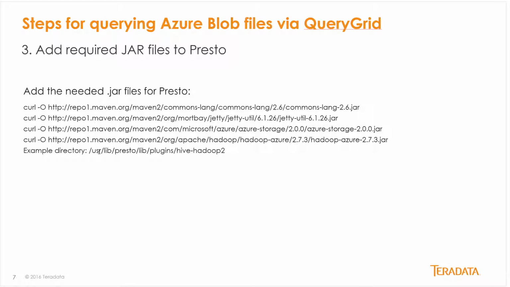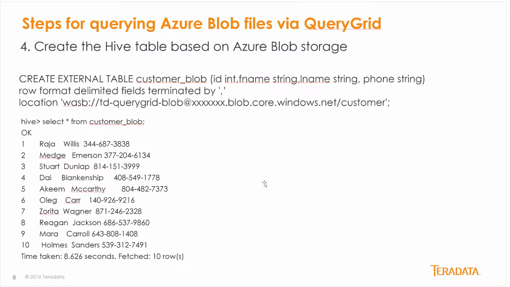The second part for Presto is to add those same jar files to the Presto. There's a directory out here for libraries, so we're actually using the Hive Hadoop catalog. So we're going to add the plugin. We're going to add those jar files into this directory. So as far as configuration for Hive and Presto, you're done.